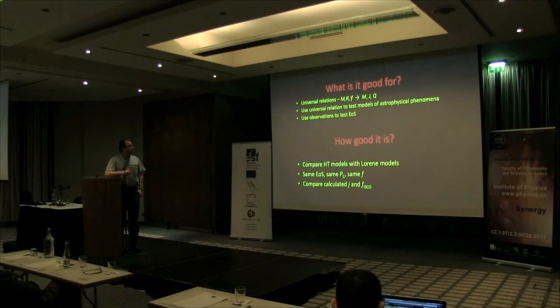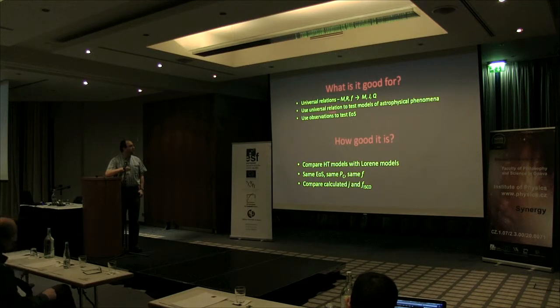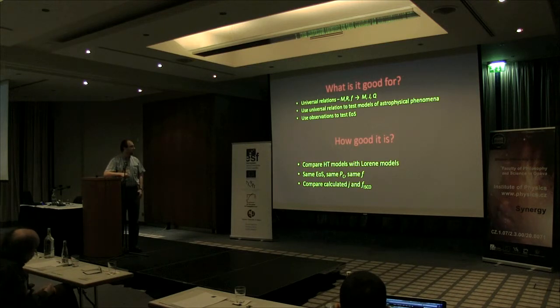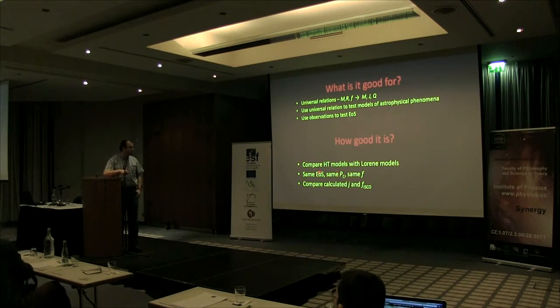So what are these calculations good for? If we start from mass, radius, and rotational frequency, we can get to the parameters of the external spacetime. We can investigate the astrophysical phenomena around rotating compact stars, which is possible due to the universal relations. And if we know the explanation for these phenomena, we can use these observations to test the equations of state. We have calculated this in the Hartle-Thorne approximation, and we will compare these results with the results calculated using RNS, which is exact for any angular velocity. For the comparison, we use the same equation of state, exactly the same table, same central pressure, and same rotational frequency.